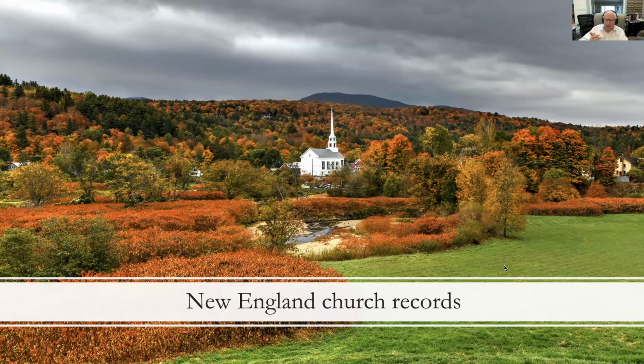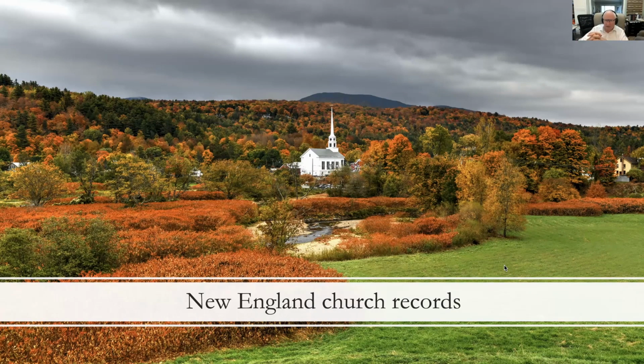Now, all of your ancestors, even if they came in the 1600s, may not have been Congregationalists. They may have been Quakers, they may have been Baptists, they may have been many other separatist types of religions away from the Church of England. But each one of them has a different way of keeping their records, and maybe they did and maybe they didn't.